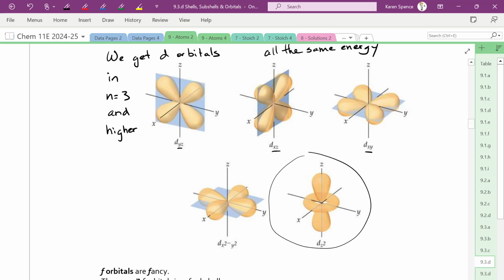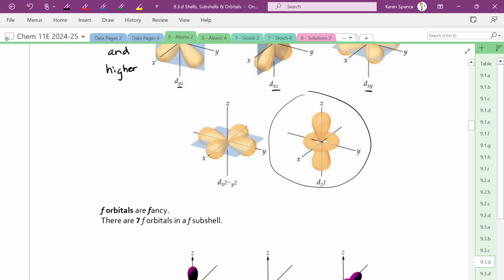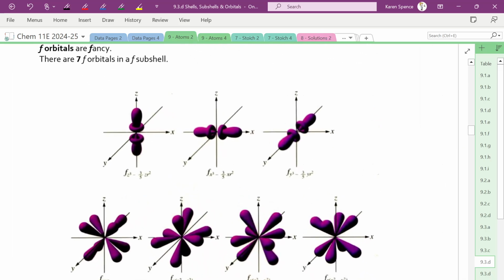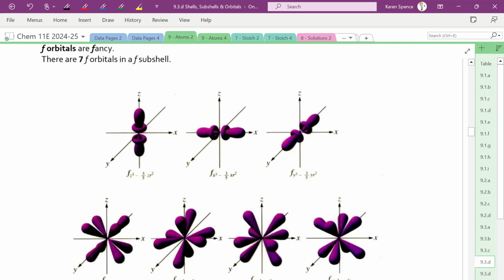F orbitals, remember we had 1 s orbital, 3 p orbitals, 5 d orbitals. How many f orbitals do we have? 7. Okay. And they are super fancy. Or sometimes people call them flowers because they look like flowers, but I like fancy because then I can have D for Daisy. Okay. And they're just complicated, and you don't need to know what they look like, really. You can just appreciate their weirdness and be like, okay, moving on.